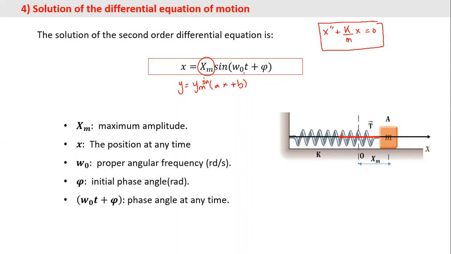When I talk about omega 0, it's the proper angular frequency. Usually we said the frequency is equal to 1 over T or equal to n over t. For the angular frequency, omega 0 will be equal to 2 pi times the frequency, since I'm using here the sine equation, which is periodic and of period 2 pi. As for phi, it's the initial phase angle, and now we'll talk about how to find it. Omega 0 t plus phi, all of it, we call the phase angle at any time.